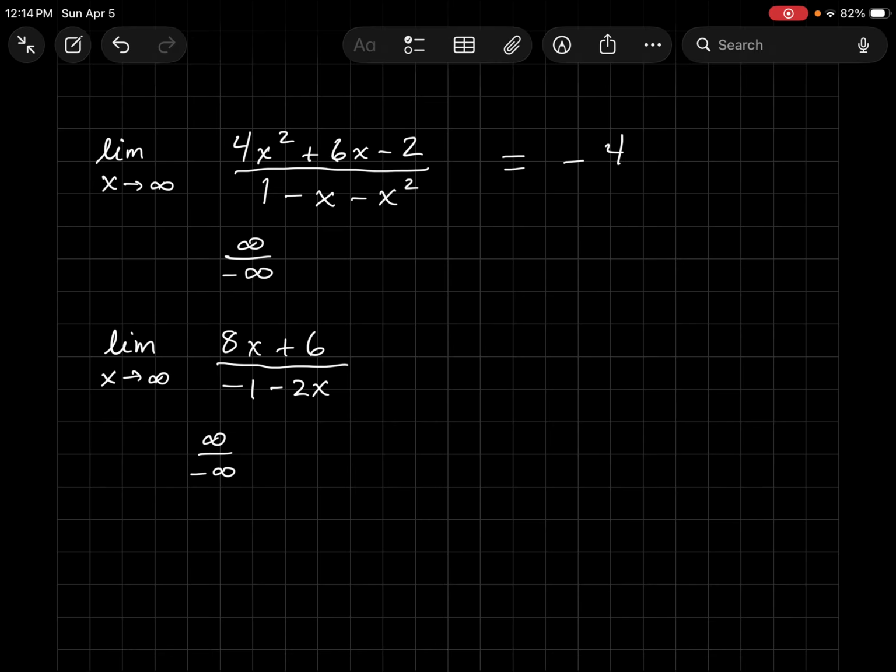In fact, we can keep using L'Hopital's rule after we plug in, if we keep getting an indeterminate form. So L'Hopital's rule says, let's do it another time. The limit as x goes to infinity of the derivative of this top, 8, over the derivative of this bottom, negative 2, and we get what we knew to be the answer.